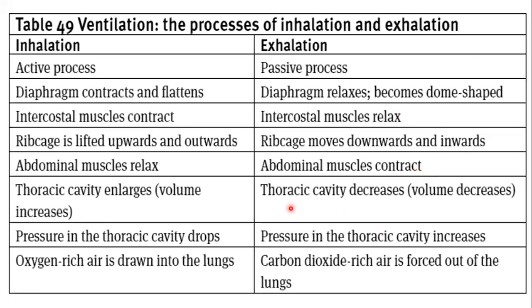The thoracic cavity would decrease, volume decreasing, meaning now it's making way to release the air. It no longer needs all that space because it is releasing the air from the body. Then the pressure, like I said, the relationship between pressure and volume: when you decrease the volume, you increase pressure. Pressure in the thoracic cavity increases. Then the carbon dioxide-rich air is forced out of the lungs.